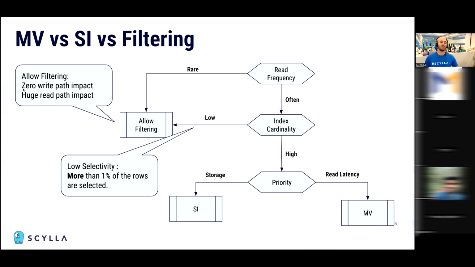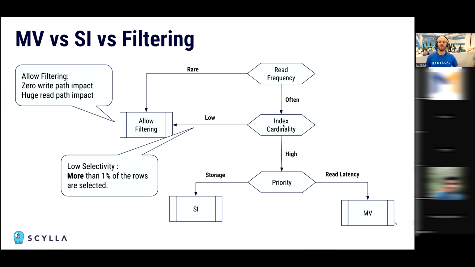We have zero write path impact. So when we write data, there's no penalty. However, when we read the data, there's a huge impact. So we want to make sure that the read doesn't happen very often and it's not performance sensitive. So what happens if our read frequency happens often?